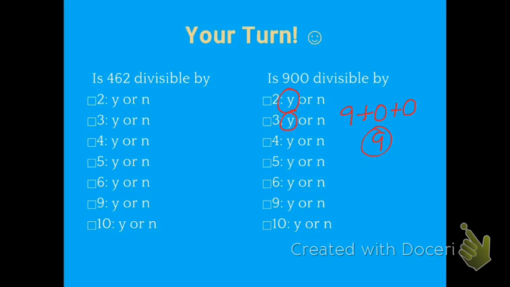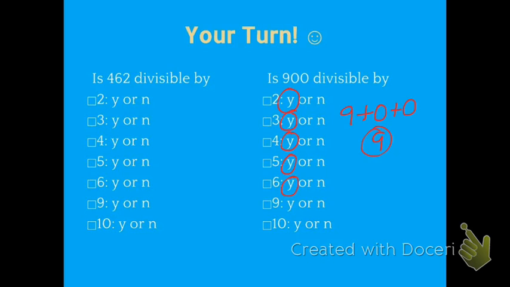Okay, how about 4? Is it divisible by 4? Yes. Because it ends in 2 zeros. 5, let's see, who do I want to pick on? Rebecca, is it divisible by 5? Yes. How do you know? Because the last digit is 0. Very good. It ends in a 0. 6, is it divisible by 6, Skylar? Yes. Because 2 and 3 are both. Excellent, because it's divisible by 2 and 3.